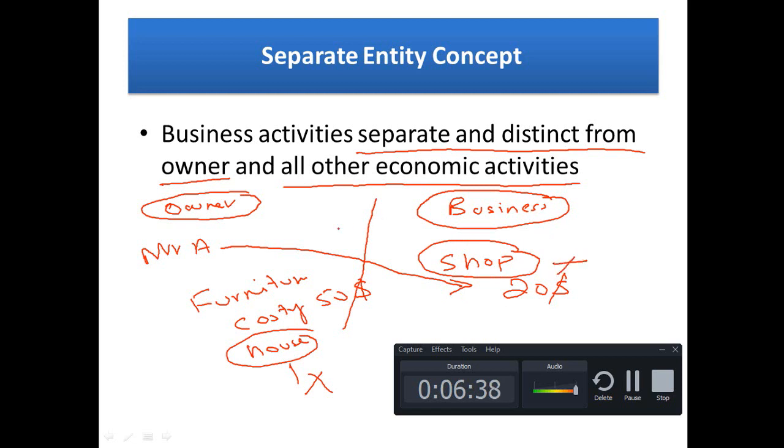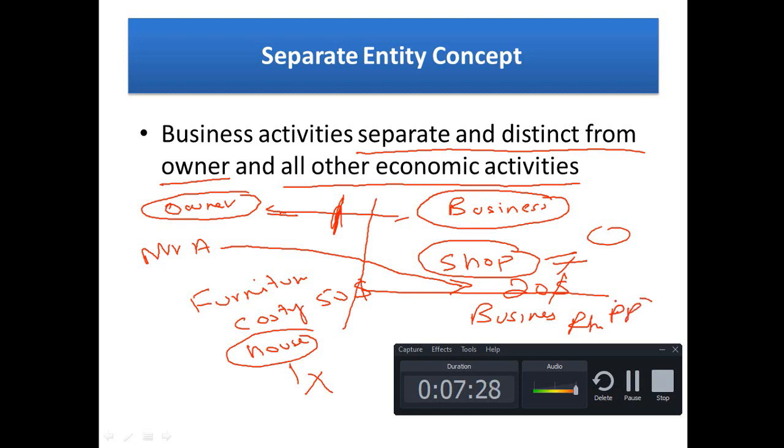So this principle states that the owner and the business should be separate. Not only that, it also states that one business and another business are separate. If you are buying furniture for the shop, you will record it in the shop's books of account. But if you are buying furniture for a petrol pump, you will record this furniture in the books of account of the petrol pump.